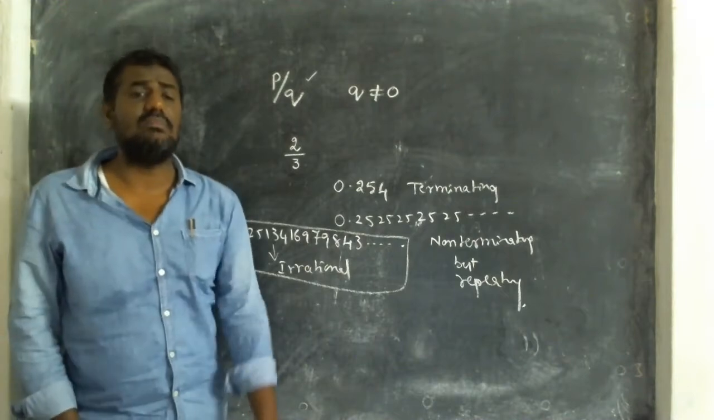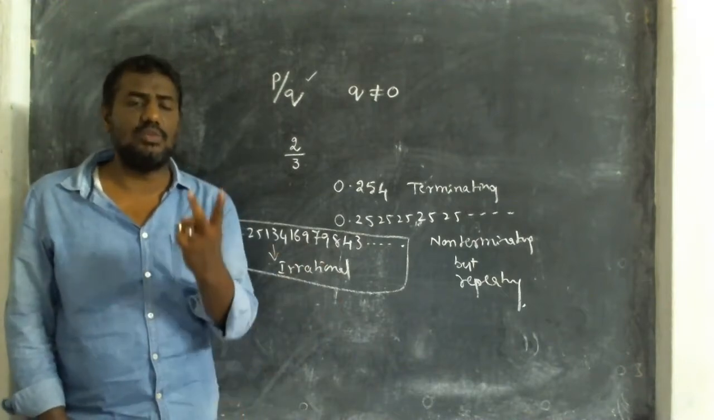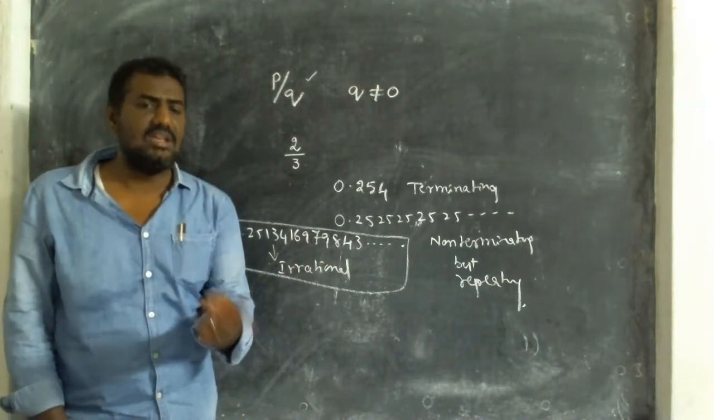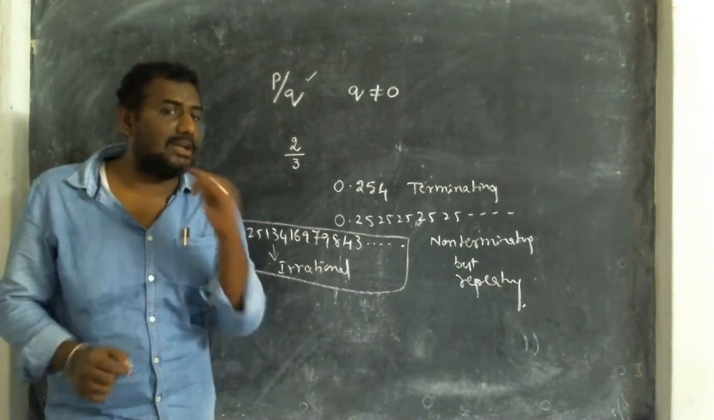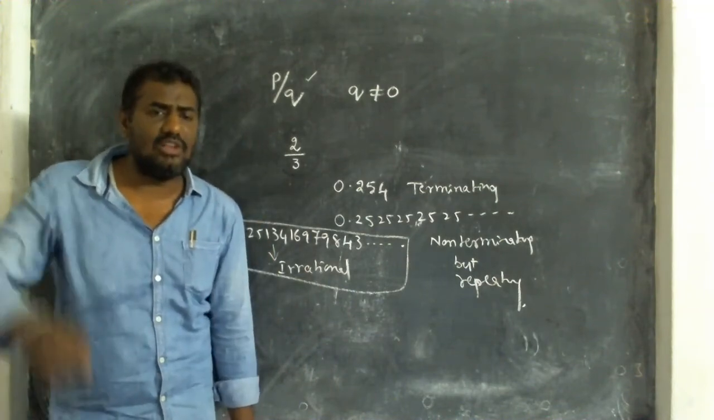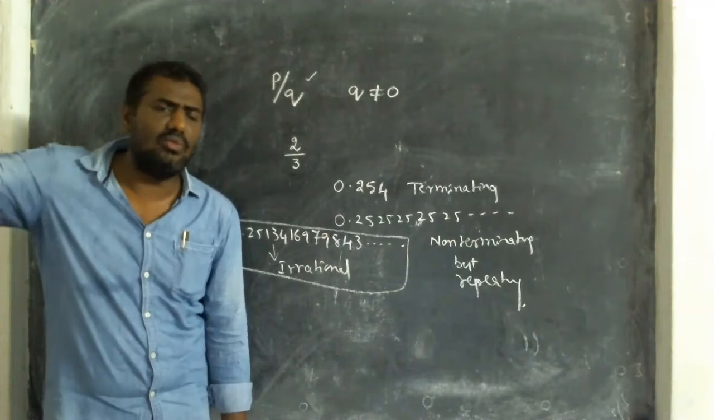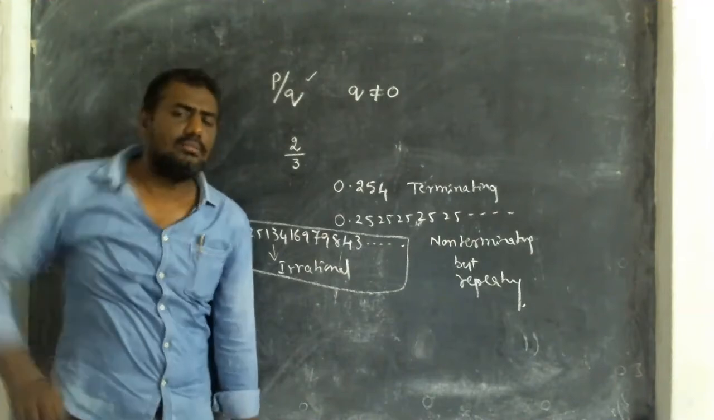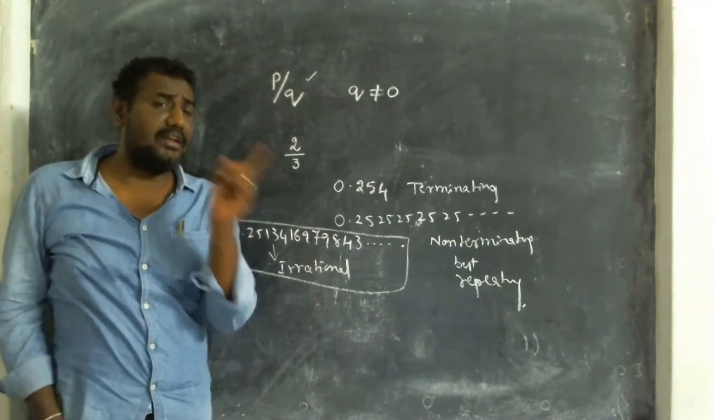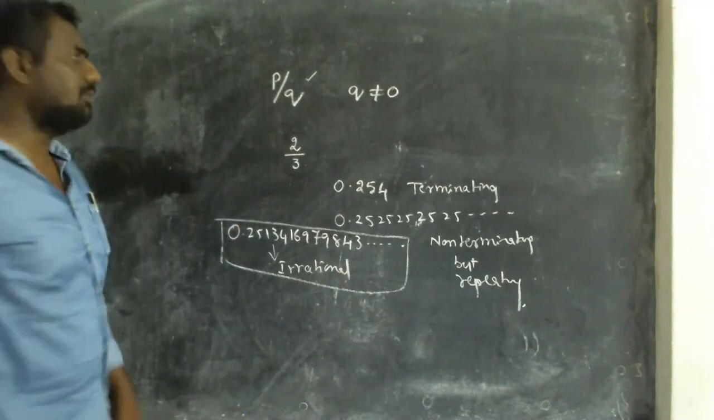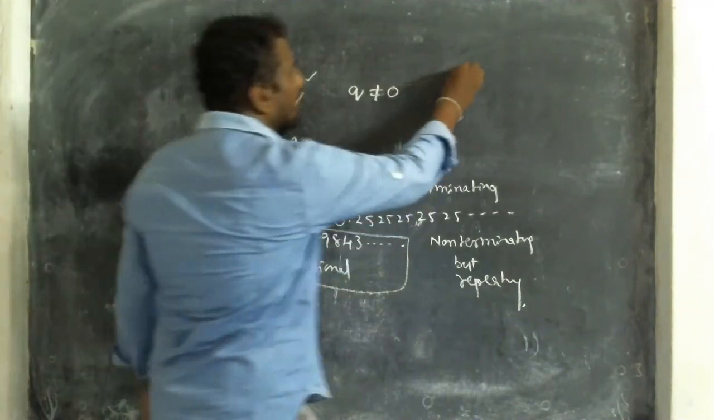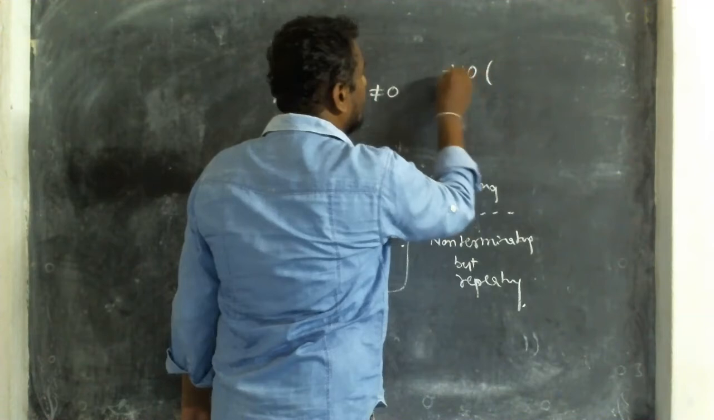If a rational number is divided, there is a possibility of getting two types of decimals, either terminating or non-terminating but repeating. Non-terminating, the value will be non-stop, go on moving, and the value will be repeated. Shall we see one problem? Suppose 10 by 3 is there. We will divide 10 by 3.